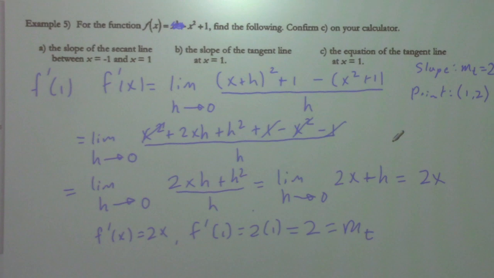Yeah. Okay, I think that's right, because if we plug in 1, we'll get 1 squared plus 1. That looks good. So what is our equation here? y minus 2 equals 2 times x minus 1. Okay? How was that? Did that work out okay? Yeah. You get that? Okay, good.